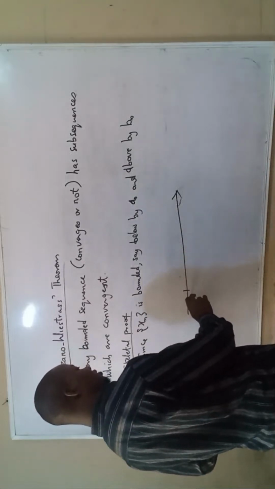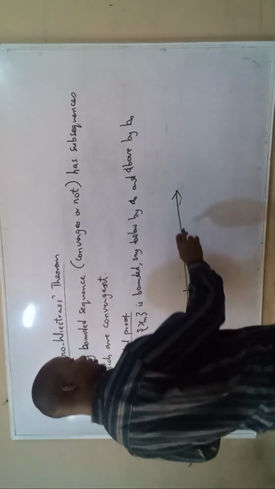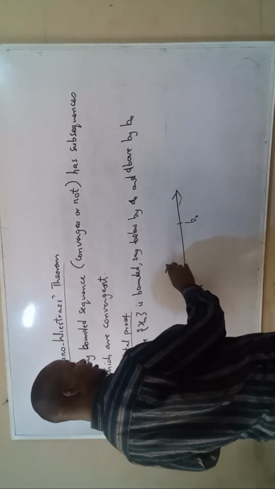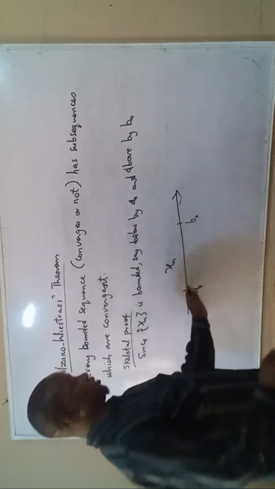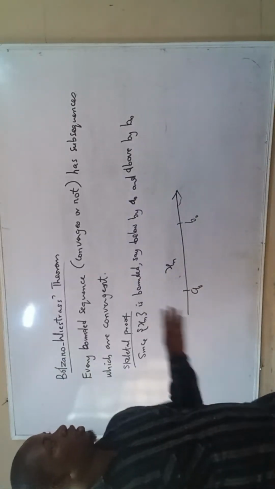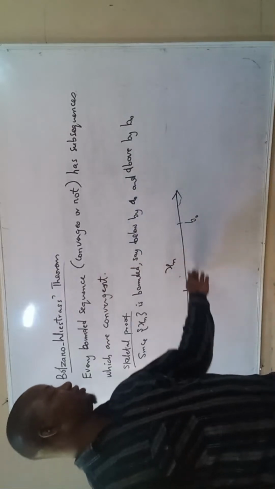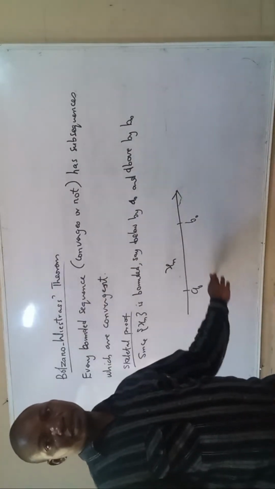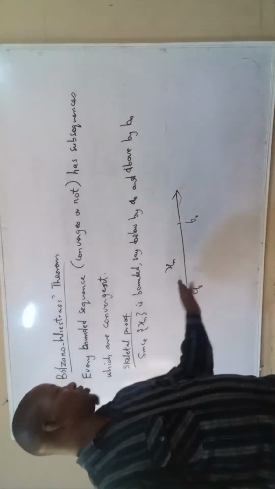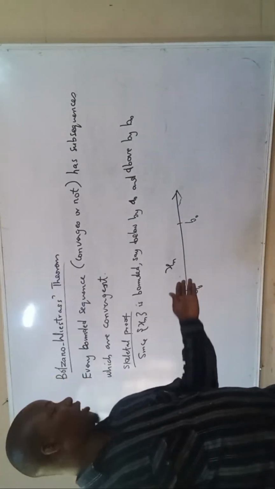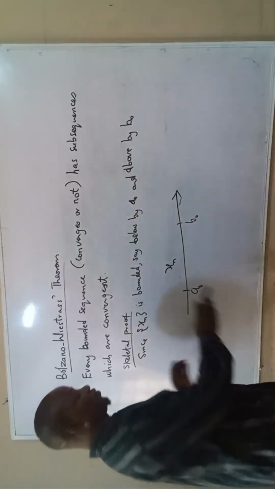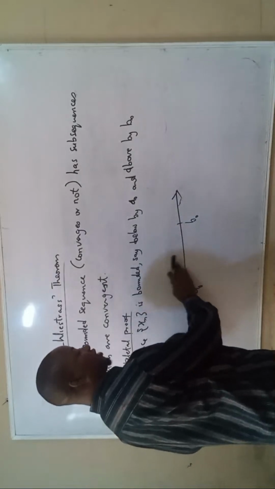Okay, we have a sequence which is bounded below by a naught and above by b naught. So that sequence is anything between this interval. Now, in order to deduce a subsequence of this bounded sequence, bounded above by b naught and below by a naught, a subsequence of this will be some of the subintervals of this sequence.